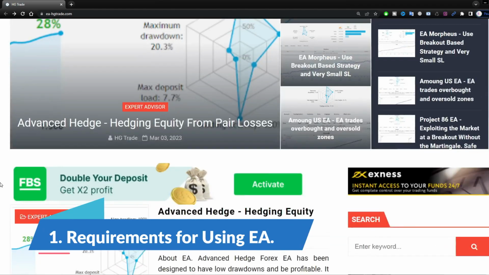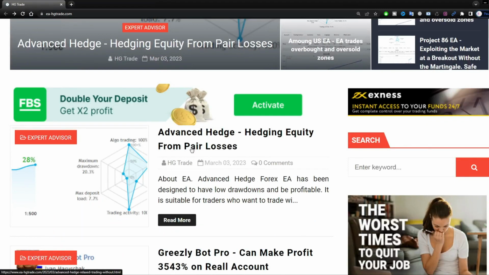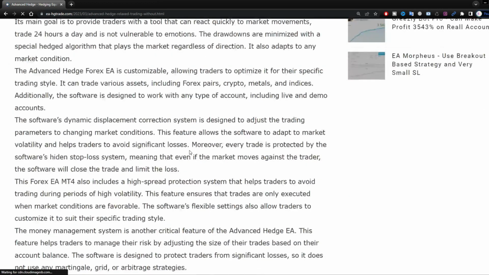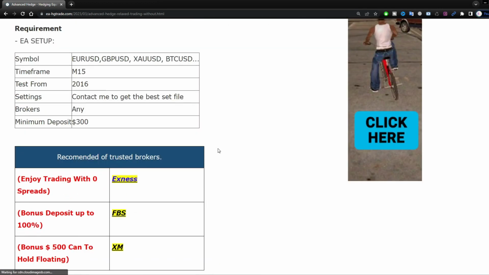1. Requirements for using EA. For a detailed explanation of Advanced Hedge, I have also explained on the website eatrade.com. You can check on the website.